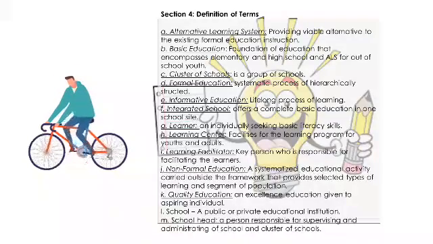G. Learner, an individual seeking basic literacy skill. H. Learning center, facilities for learning programs for youths and adults. I. Learning facilitator, the key person who is responsible for facilitating the learners. J. Non-formal education, a systematized educational activity carried outside the framework that provides selected types of learning to a segment of the population. K. Quality education, an excellent education given to aspiring individuals.